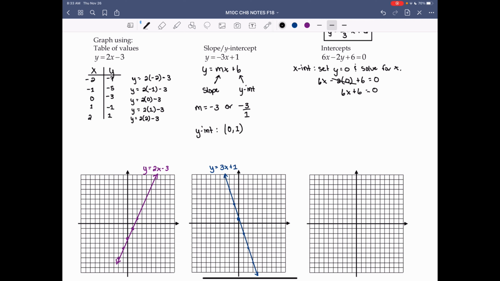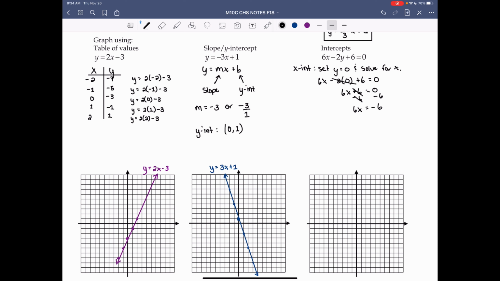We want to isolate the x. I have two terms here, one with an x, one without an x. I want them on opposite sides of the equal sign. So I can subtract 6 from both sides. I get 6x equals -6, because plus 6 minus 6, those add to 0.